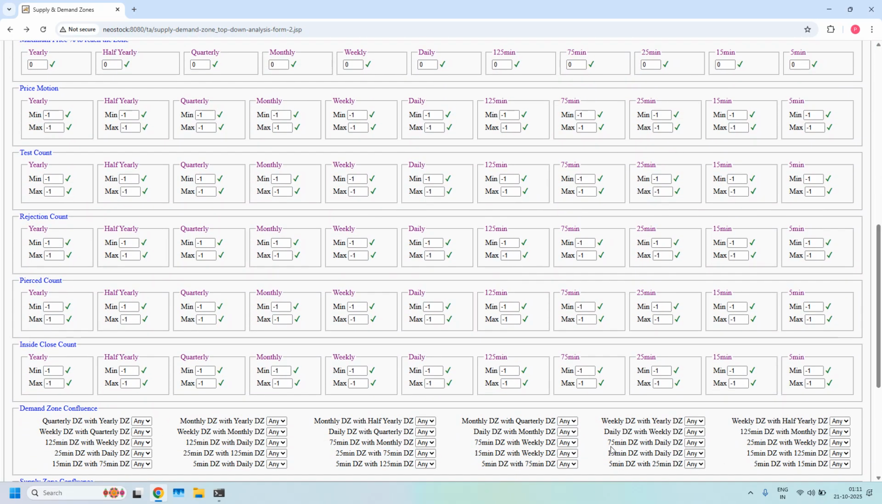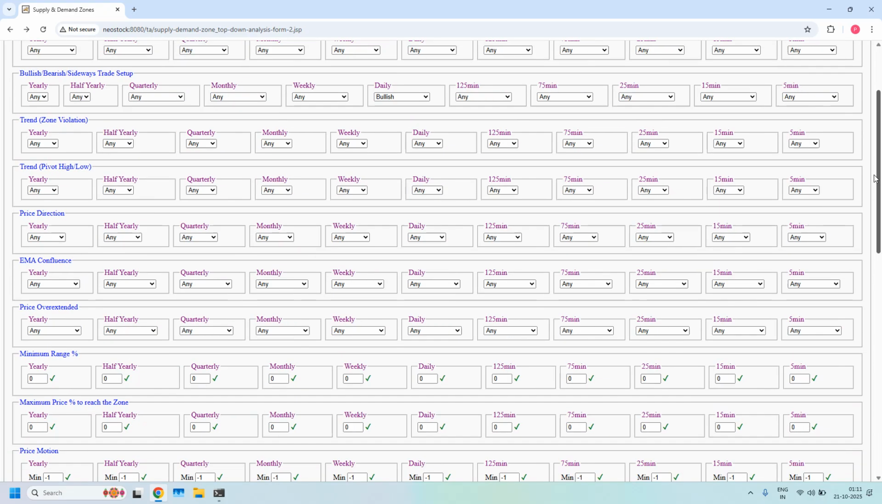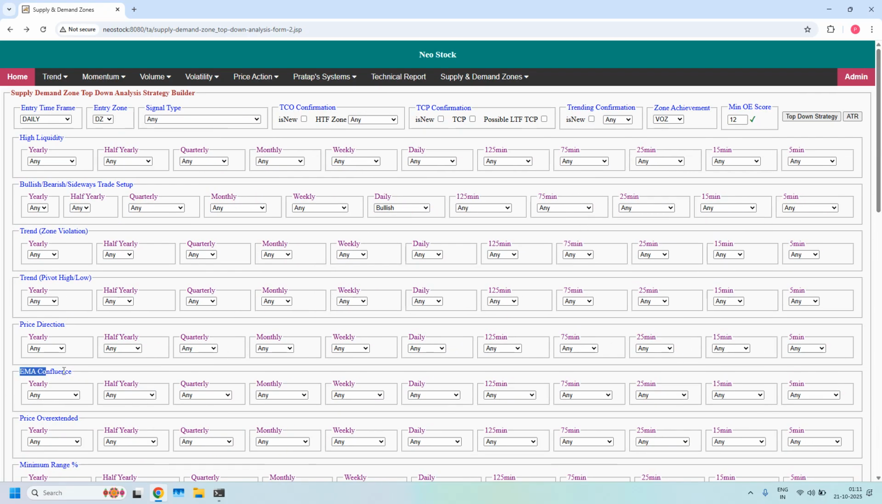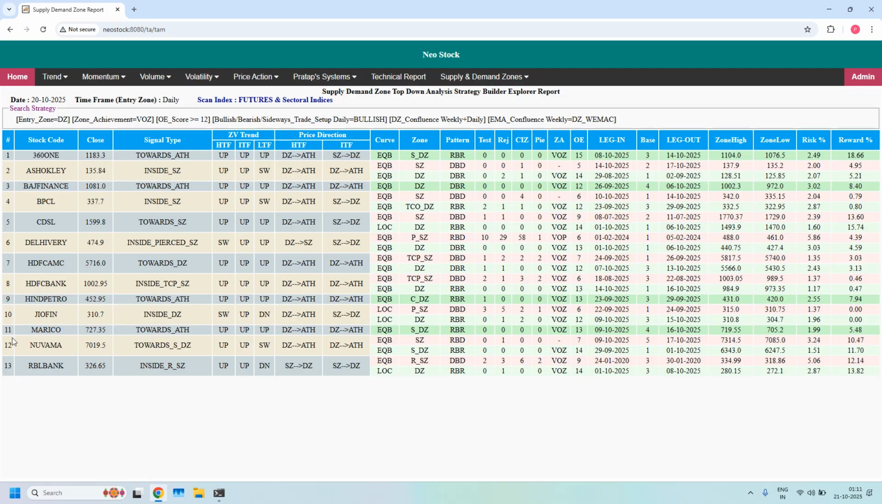So first daily and weekly demand zone confluence, LTF and ITF demand zone confluence enabled, and also EMA confluence I am enabling on weekly time frame with weekly demand zone, weekly EMA confluence. We got 13 stocks. So these 13 daily demand zones might be having more high probability to get success, provided lesson 20 checklist items are satisfied, otherwise higher chances of zone violation. This is as per the first strategy.